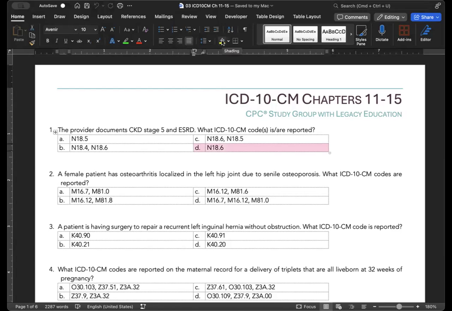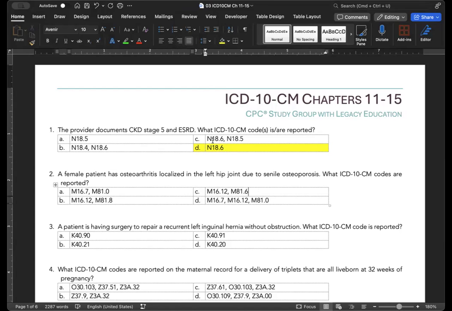So we only code the ESRD, because we're going to basically absorb that chronic kidney disease diagnosis into that end stage renal disease. That way you don't have to start looking at codes and questions.